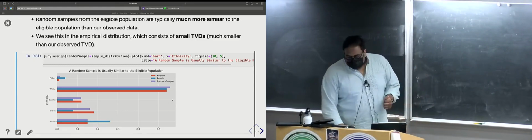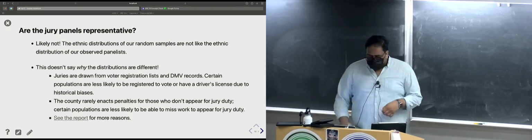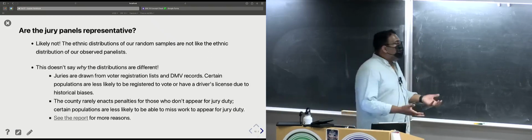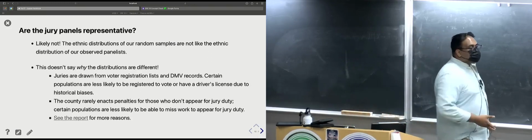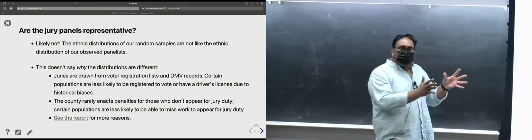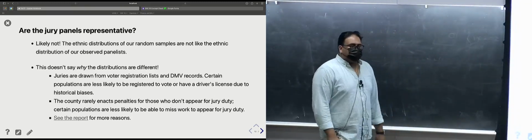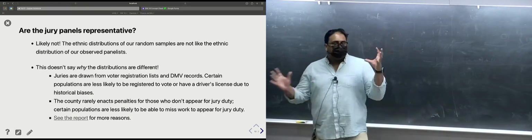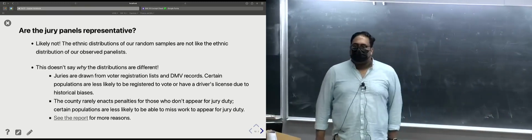Okay. So I guess we should also say for completeness that this is not telling us why the jury panels are not representative of the eligible population. It's just saying that they don't look like they're drawn at random from the eligible population. It says nothing about why. Right? We didn't do a randomized controlled trial or anything like that.